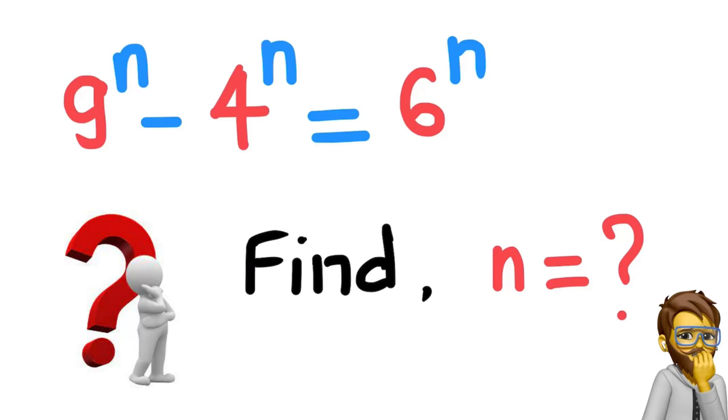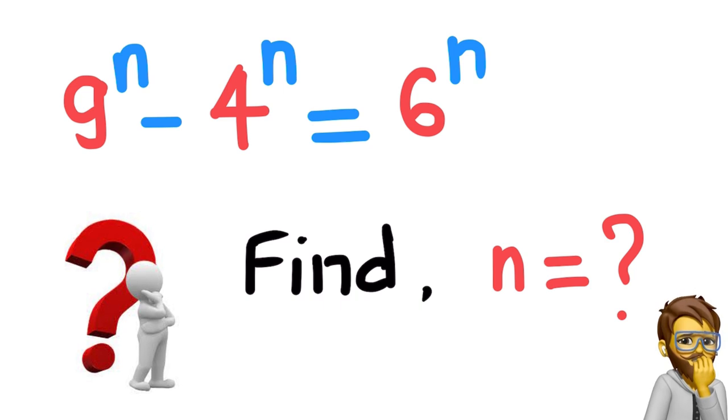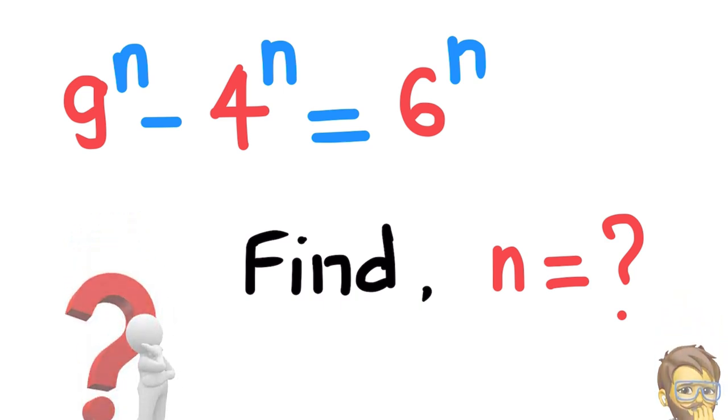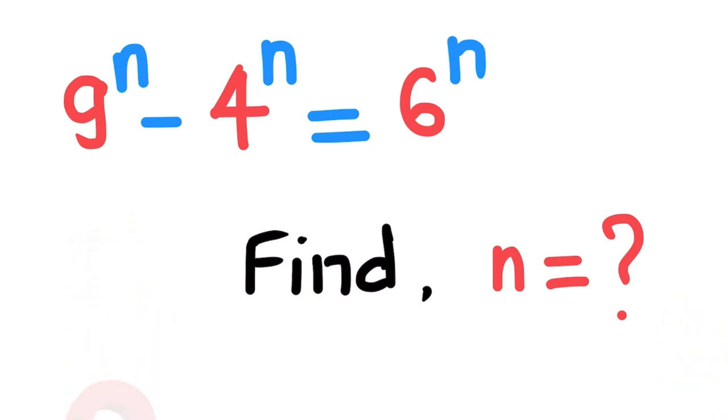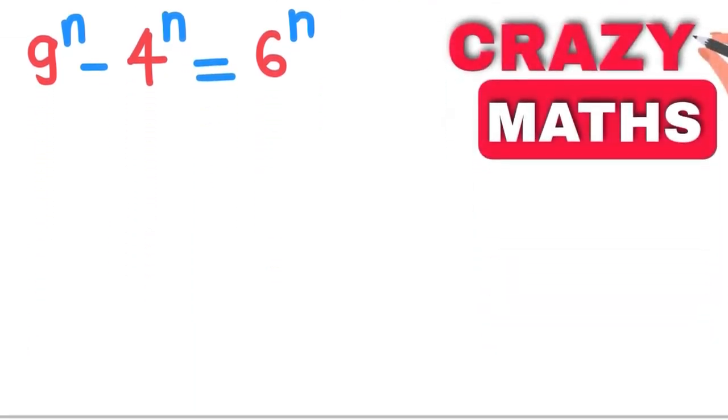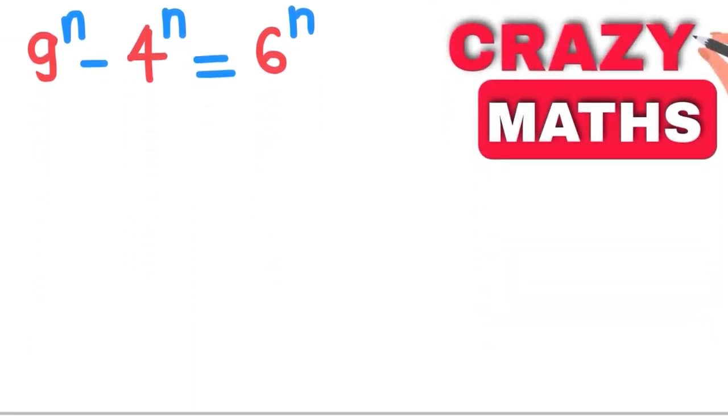9 power n minus 4 power n equal to 6 power n. Find the value of n. We have to find the value of n. 9 power n minus 4 power n equal to 6 power n.